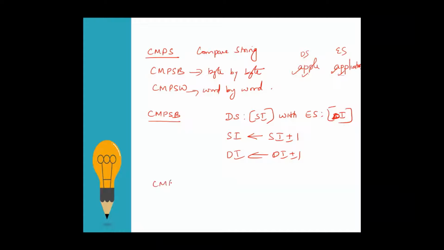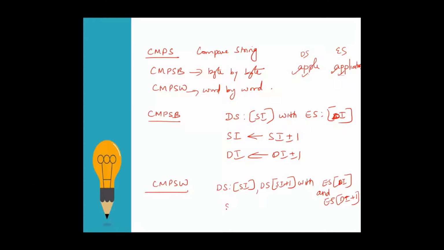Yes. So what will compare SW do? It will compare a word. That means it will compare DS of SI and DS of SI plus 1 with whom? With ES of DI, yes. Sorry, ES of DI and ES of DI plus 1, right?